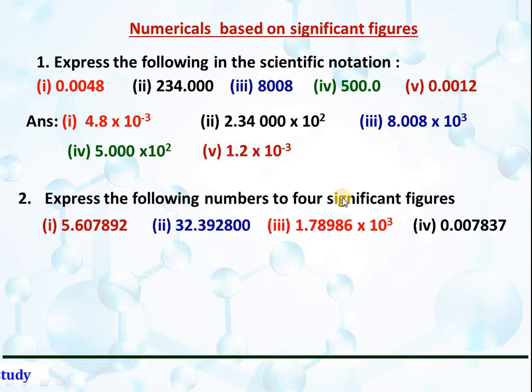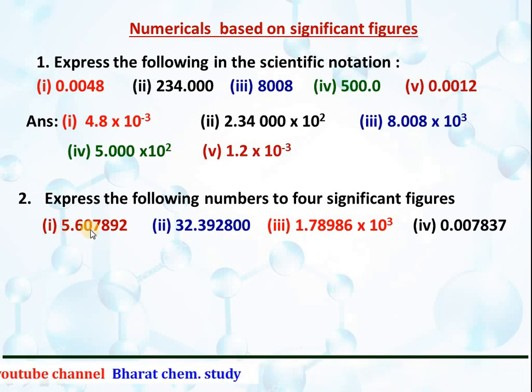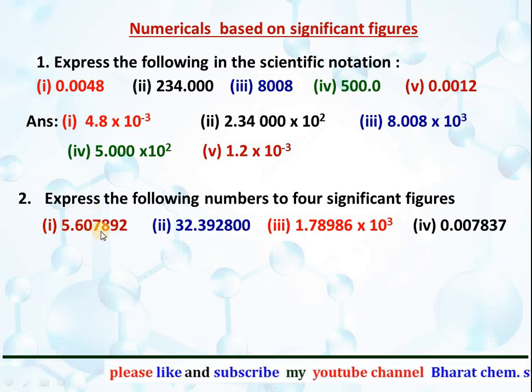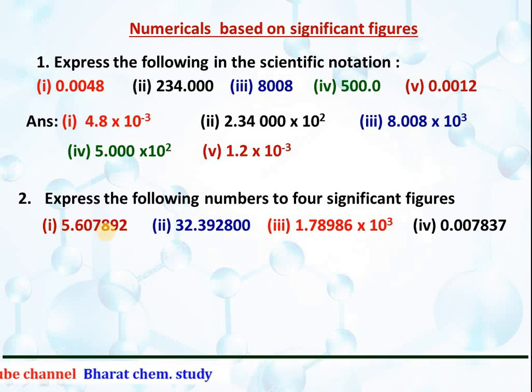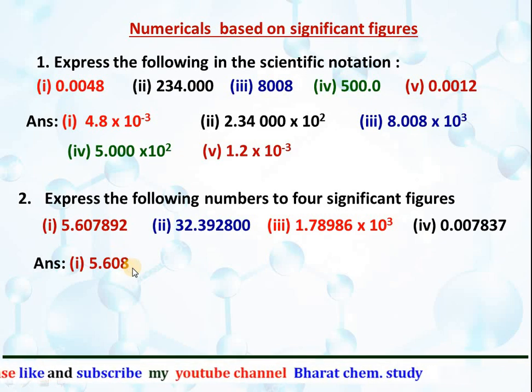Second question is: express the following number to 4 significant figures. So in this number, 1 significant, 2 significant, 3 and 4. There are 4 significant, and here we have to round off only up to 4. So we have to remove 8. But this 8 is more than 5, so we have to add 1 to 7. So the answer for this becomes 5.608.